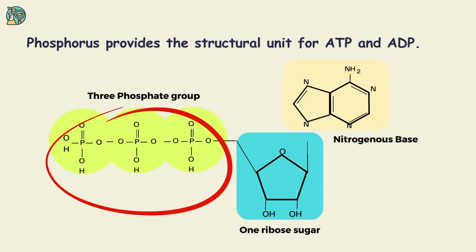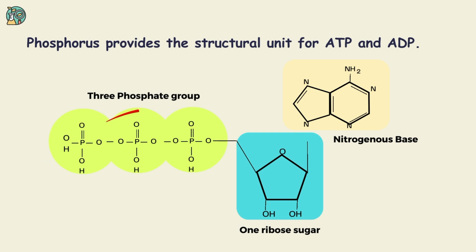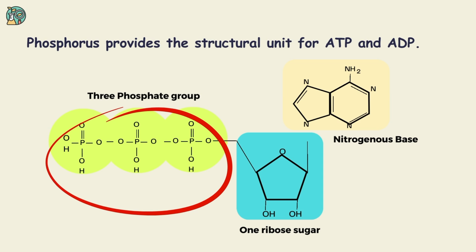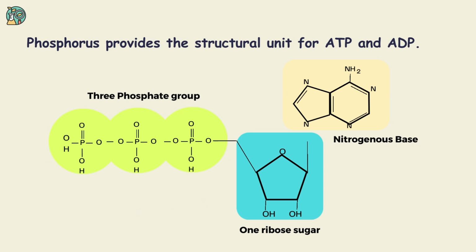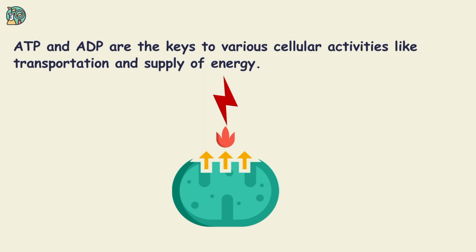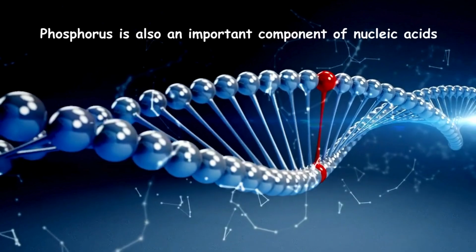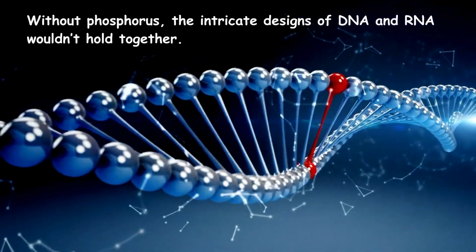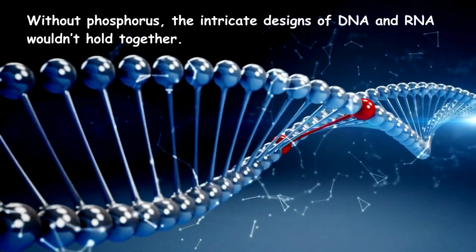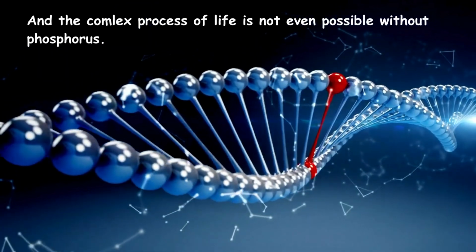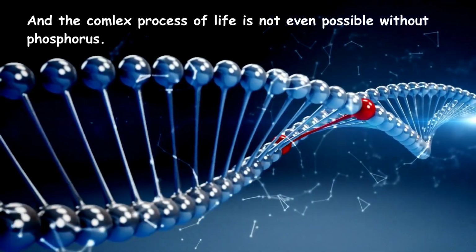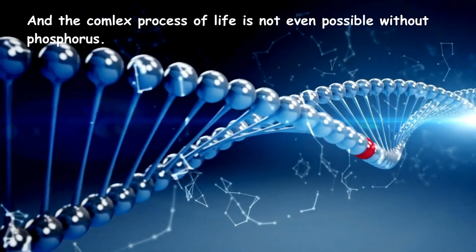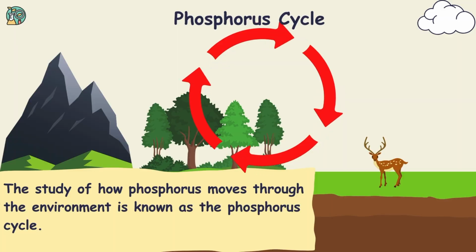Phosphorus also provides the structural unit for ATP and ADP. The chemical formula of ATP and ADP consists of phosphate group, ribose sugar and nitrogenous base. ATP and ADP are the keys to various cellular activities like transportation and supply of energy. Phosphorus is also an important component of nucleic acid. Without phosphorus, the intricate design of DNA and RNA wouldn't hold together, and the complex process of life is not even possible. So, we are going to study how this life-supporting important component rotates in the environment.